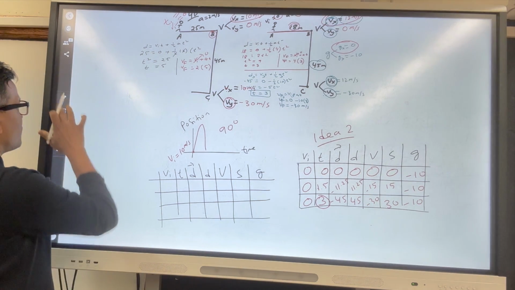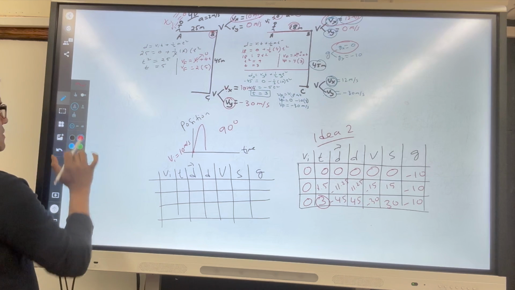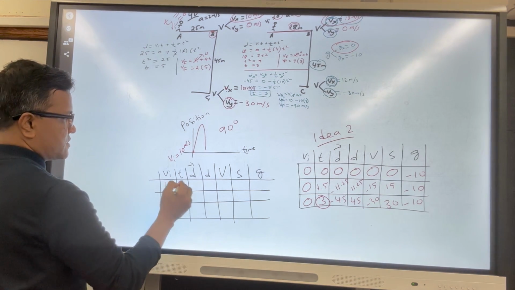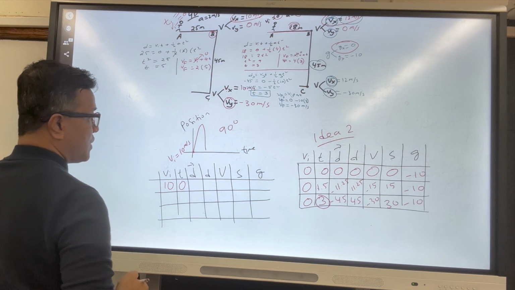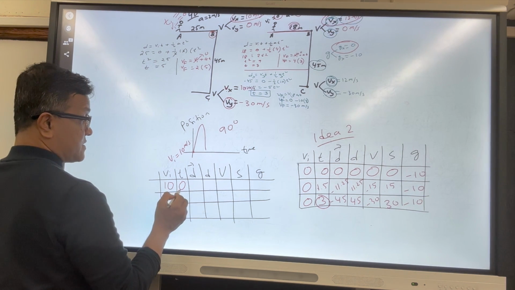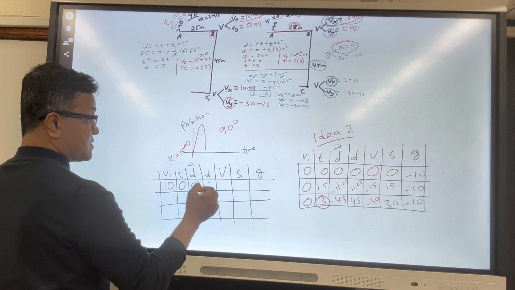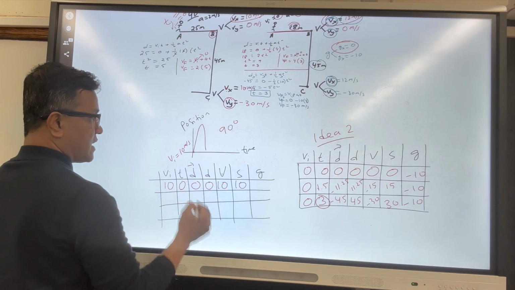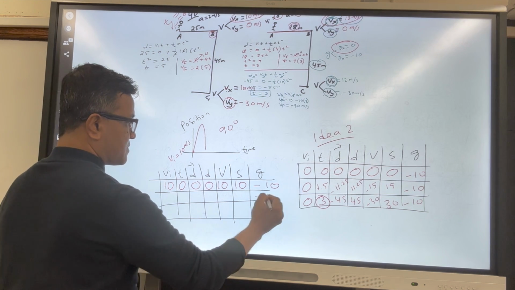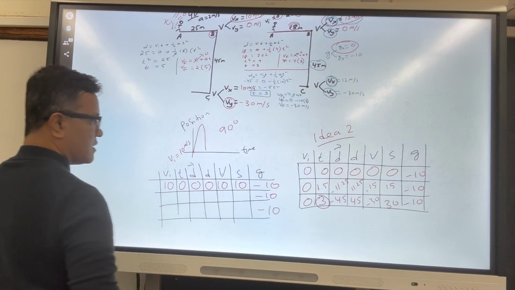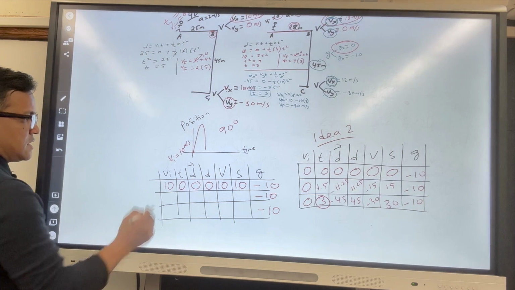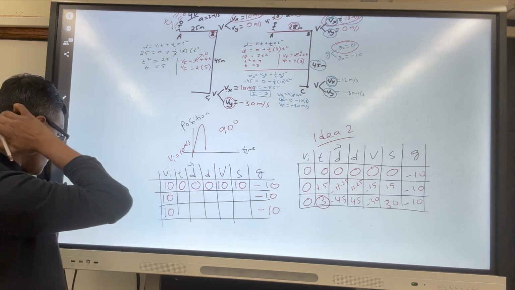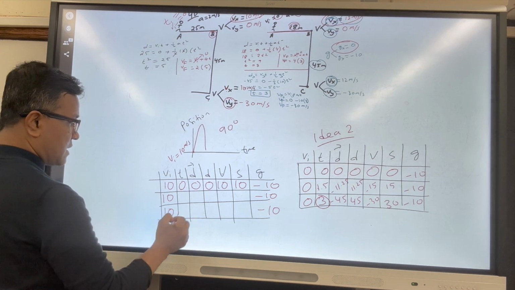All right, so what do we know? We know our initial velocity. What is that? 10. We know our initial time. What is that? 0. We know when the time is 0, displacement is 0, distance is 0, velocity is 10, speed is 10, and acceleration due to gravity is negative 10, which is negative 10 no matter what. Initial velocity is positive 10 no matter what, regardless of the time.